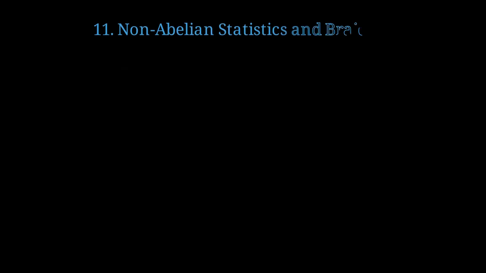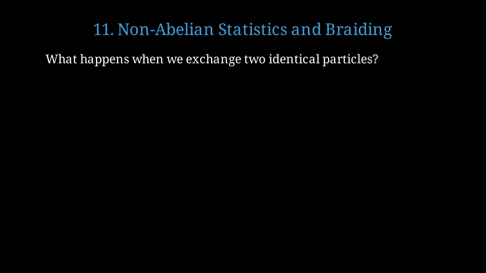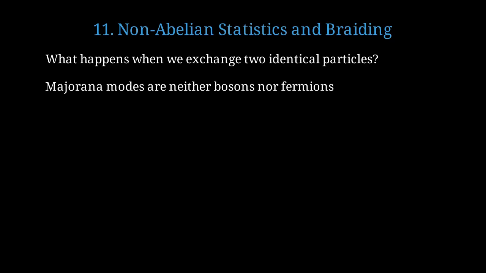Perhaps the most exotic property of Majorana modes is their non-Abelian exchange statistics. In quantum mechanics, exchanging identical particles produces a phase factor. For bosons, it's +1. For fermions, -1. But Majorana modes follow non-Abelian statistics. Exchanging them rotates the quantum state in a higher dimensional Hilbert space. After braiding Majoranas, the state transforms as ψ goes to U times ψ, where U is a unitary matrix, not just a phase.